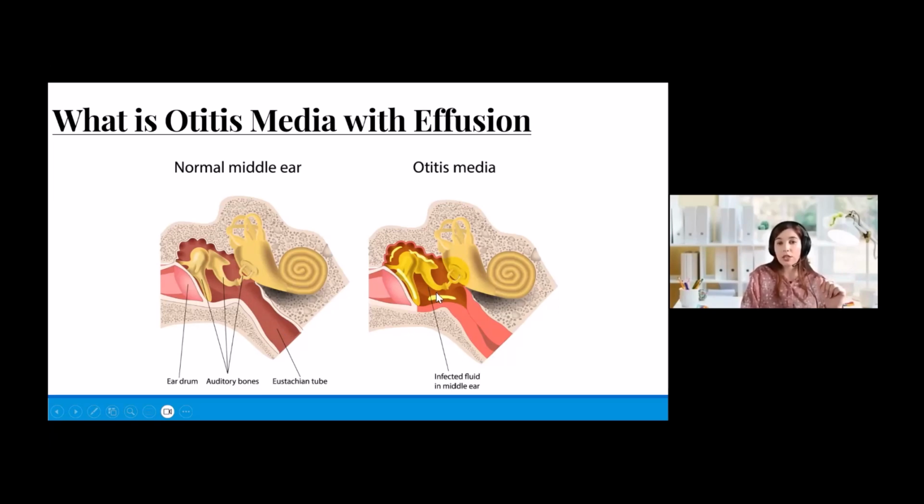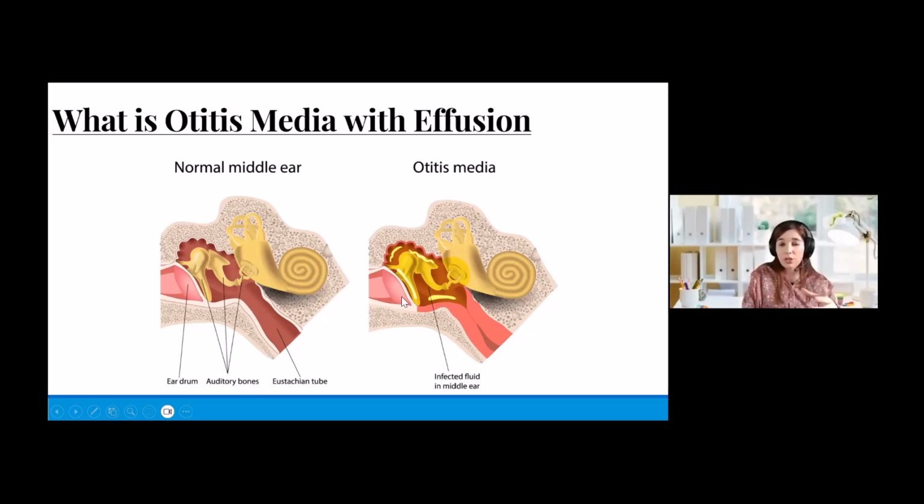If we look over here to the middle ear, which is considered to have otitis media, we can see that there is a fluid build-up here. It's a little bit difficult to see, but you can see it's kind of a dark brown, and these yellow little spots indicate fluid.